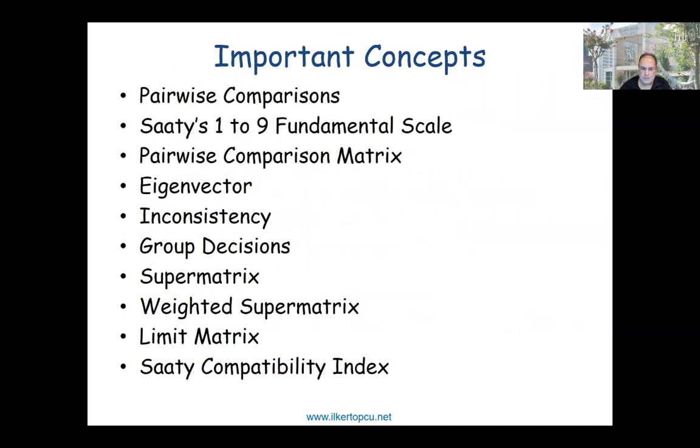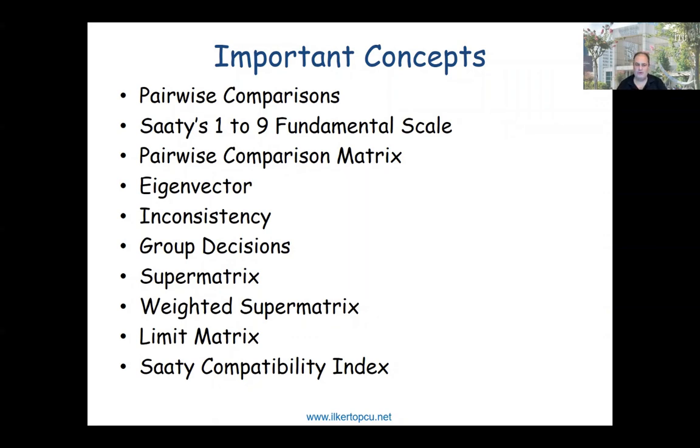And these are the topics we will cover today. I hope we can do all of them. We will start with pairwise comparison questions. You are familiar with that. And also you are familiar, I guess, with Saaty's 1 to 9 fundamental scale. And then I will show you how we place these responses to pairwise comparison questions in a pairwise comparison matrix. And then we will calculate the eigenvector. And also we will talk a little bit about inconsistency.